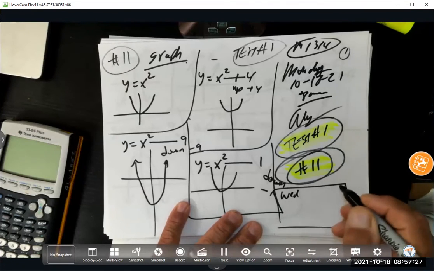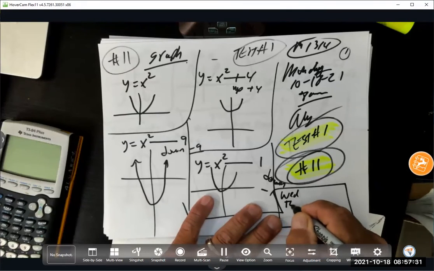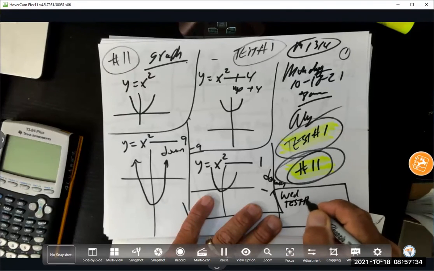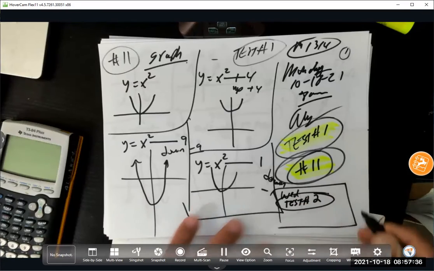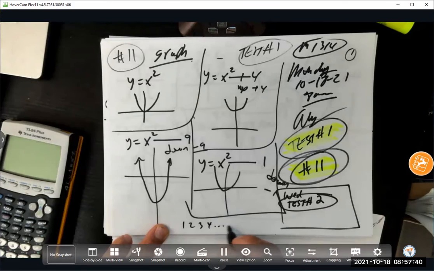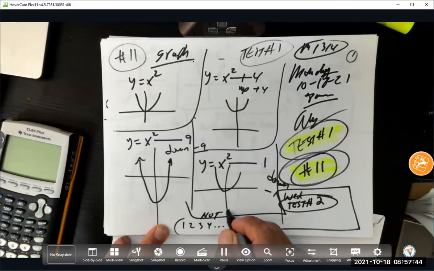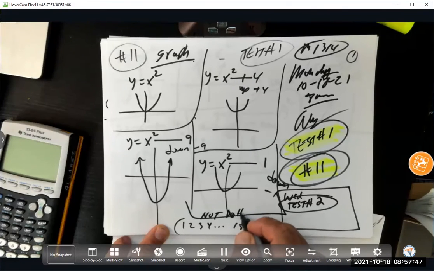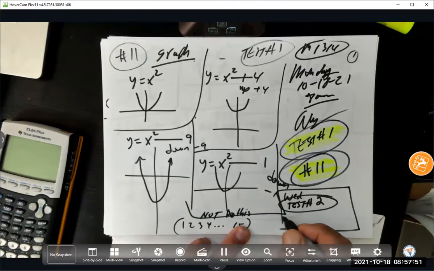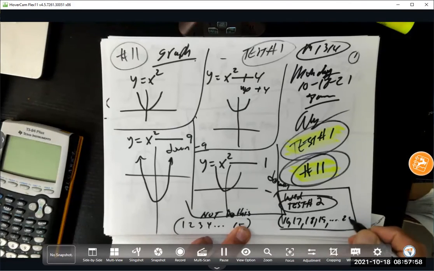All right, so this is what's gonna happen. Wednesday, I'm gonna start test number 2, but I'm gonna do this 1, 2, 3, 4 through 15. I'm not gonna do these because they're all questions from test number 1. But I'm gonna start here. I'm gonna start with number 16, 17, 18, 19, like this to 25.